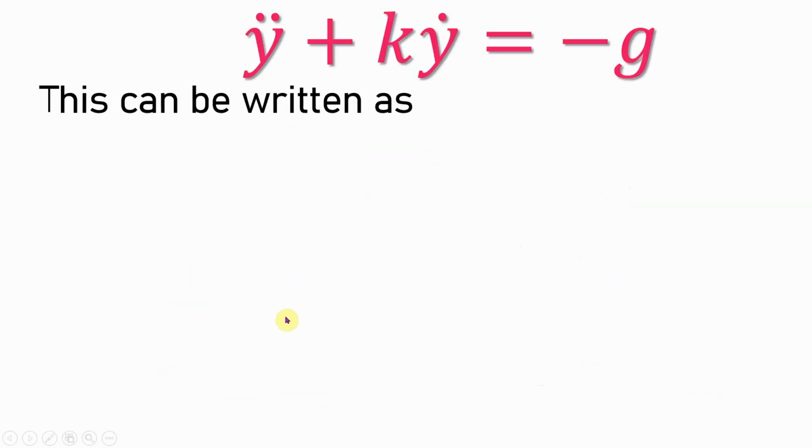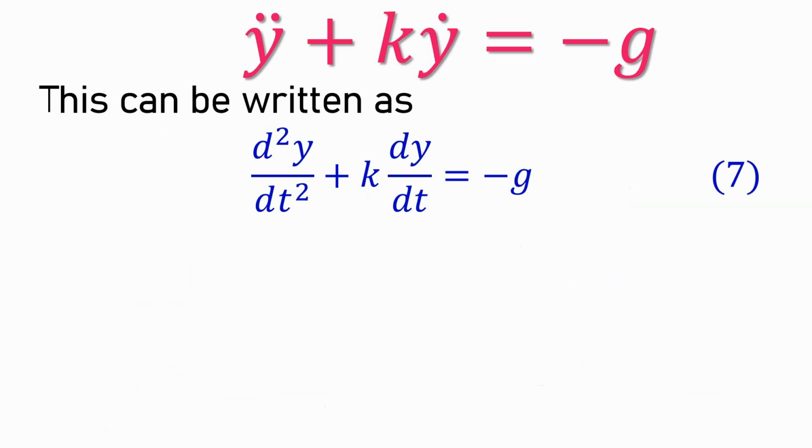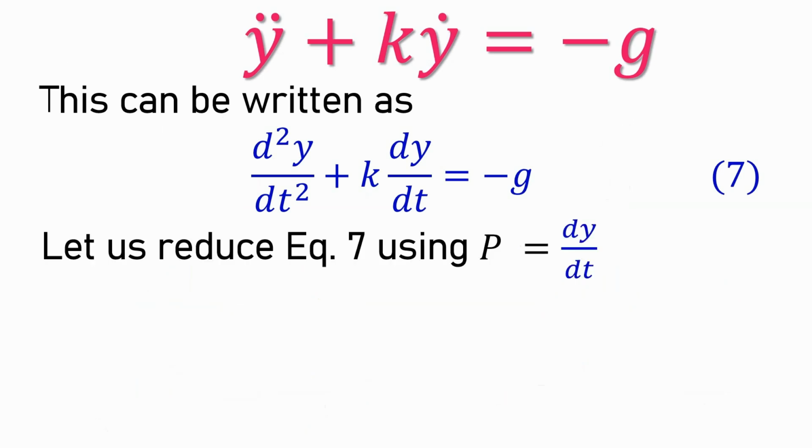We can rewrite this expression to give us this, because we know that y dot dot is the second derivative of y with respect to t. Y dot is the first derivative of y with respect to t. So we have our equation 7 of our lecture notes. This one here is non-homogeneous, because we have minus g.